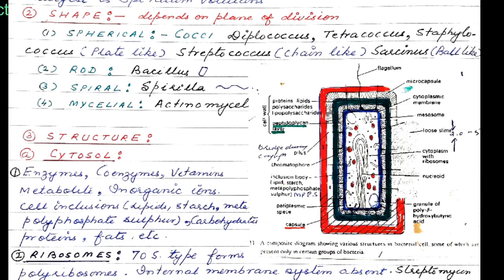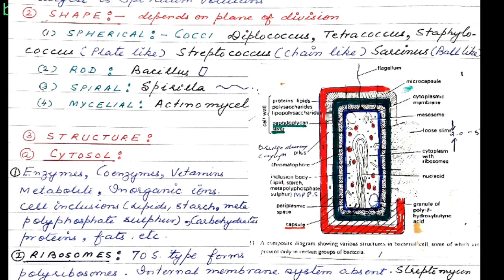Then if you move inside the cytoplasm of bacteria, you can see some inclusion bodies which contain lipid, starch, metapolyphosphate, and sulfur. One thing I would like to remind you is that they don't have any membrane-bound organelles. The inclusion bodies have a separate kind of membrane which is somewhat different from the unit membrane concept.